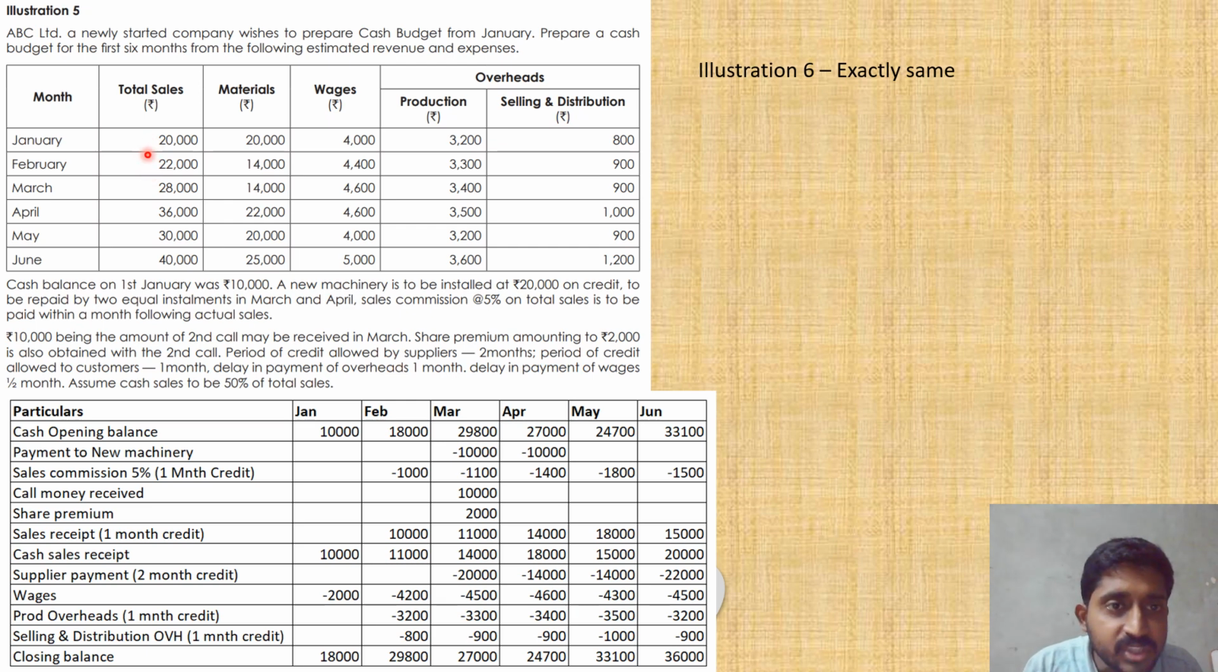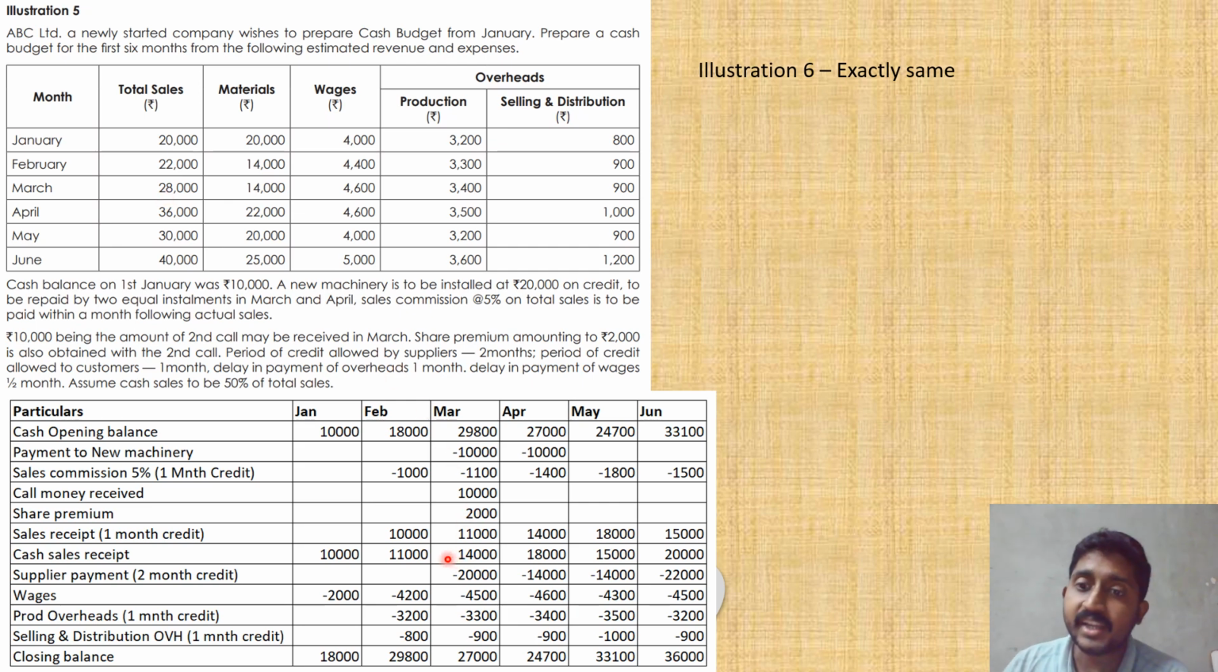So 20,000 is the sales. If you can see here, cash sales is 50%, so 10,000 in the same month. I am putting in the positive sign because it is the receipt we have got. So February month 22,000 is the sales, 50%, 11,000 in the same month. So March month 28,000 is the sales, so 50%, 14,000 is the cash sales.